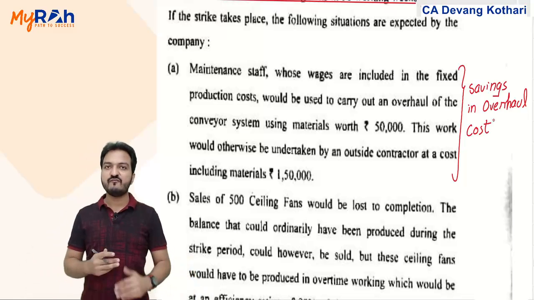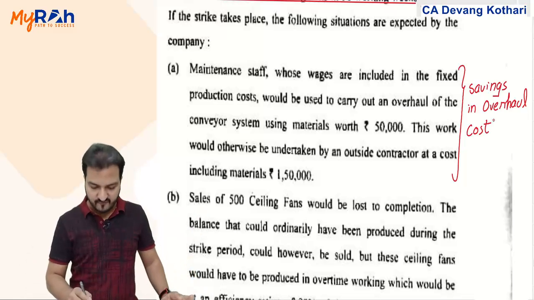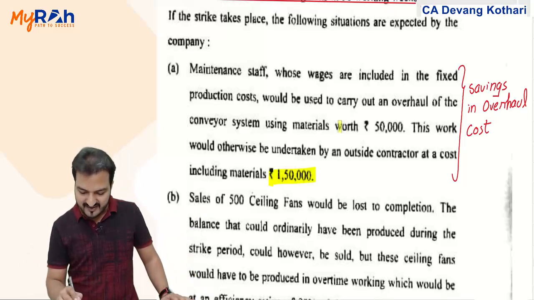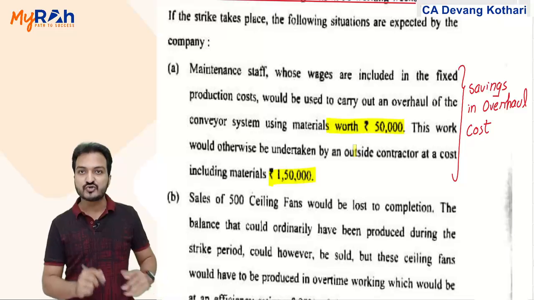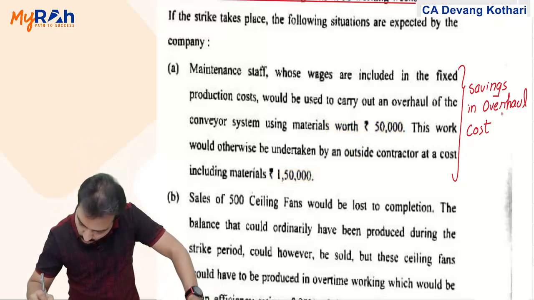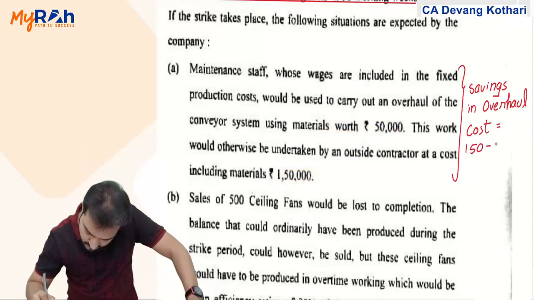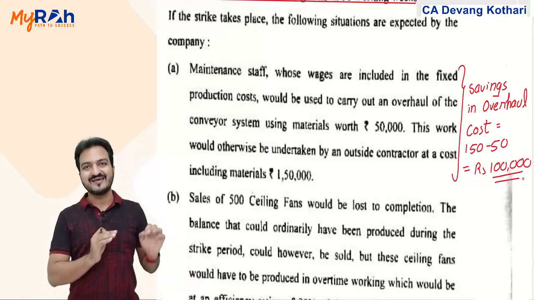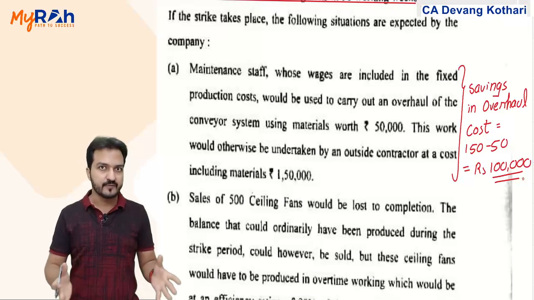Because of the strike, I will save overhaul cost of 1,50,000. But for doing that overhaul, I will have to spend materials worth rupees 50,000. So net savings is 150 minus 50. Savings in overhaul cost is equal to 150 minus 50, that is 1 lakh is my savings in overhaul cost if the strike happens.